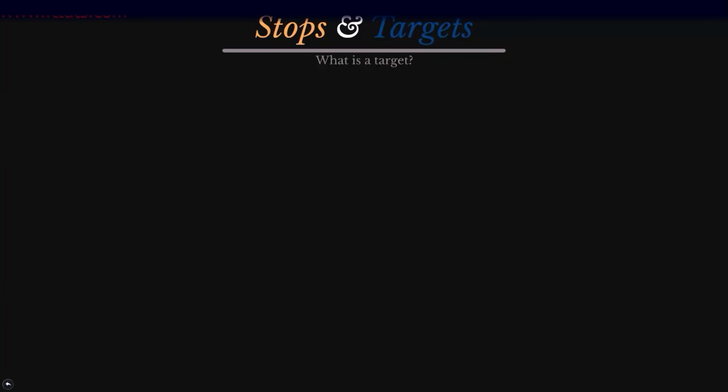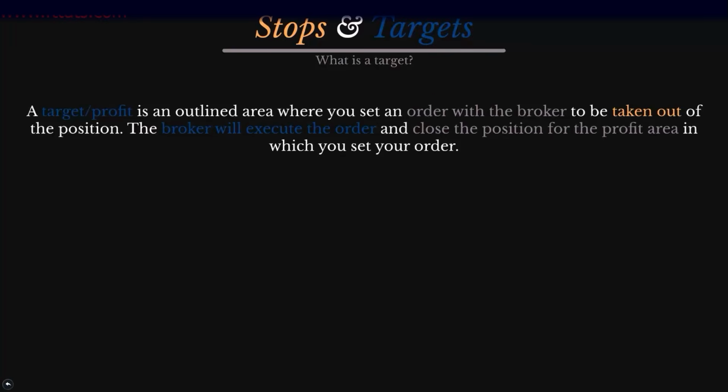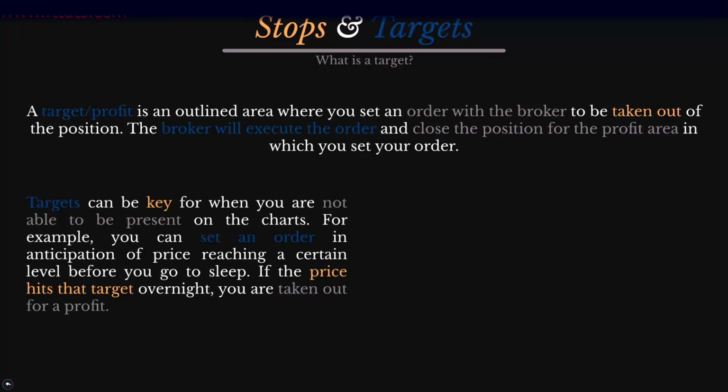So now let's take a look at target. So what is a target? It is just an outlined area in which you set an order for the broker to take you out of that position. The broker will execute that order for you and close that position for profit in an area which you set. Now these targets can be key for when you're not in front of the charts or you can't be present. For example, you can set an order in anticipation of price reaching a certain level before you go to sleep. If price hits that target overnight, you're taken out for the profit.